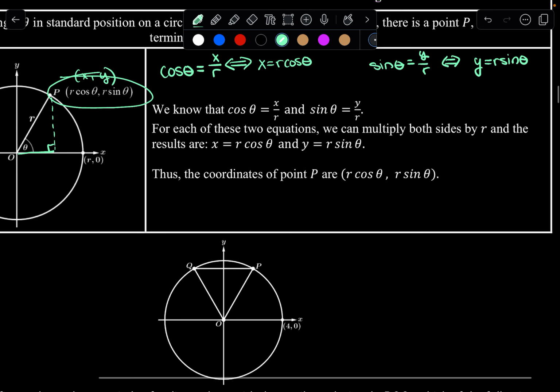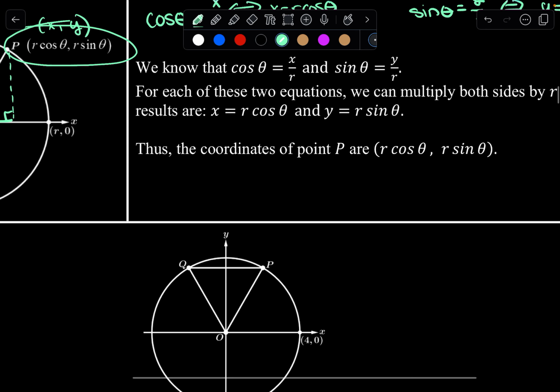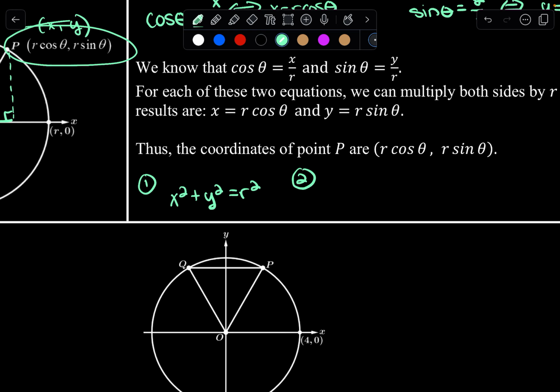So there are three equations that you should remember. The first one is the equation for a circle: x squared plus y squared equals r squared. The second one is going to be x is equal to r cosine theta. And the third one is going to be y is equal to r sine theta.